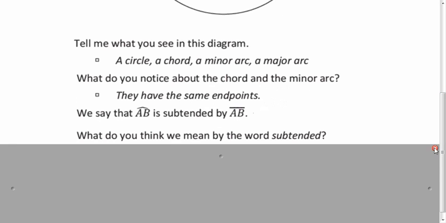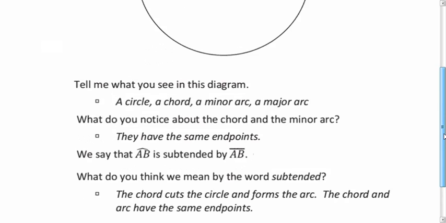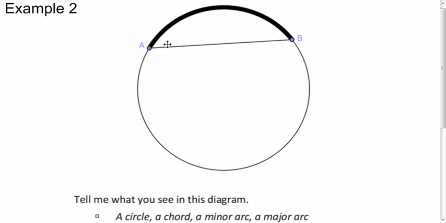Well, subtend in this sense means that the chord cuts a circle and it forms that minor arc. They have the same endpoints. And this comes from a corresponding Latin word, which means to stretch underneath. And it looks like that chord is stretched underneath the arc. And from the orientation, it looks like that. We know we could turn the circle and it wouldn't be that, but that's the inspiration behind the word.